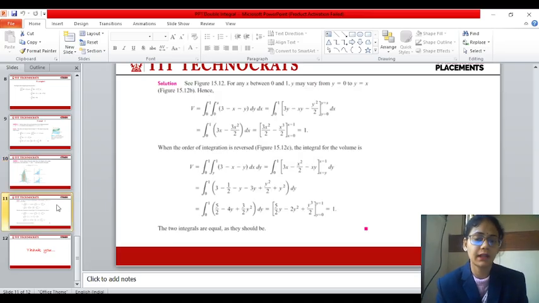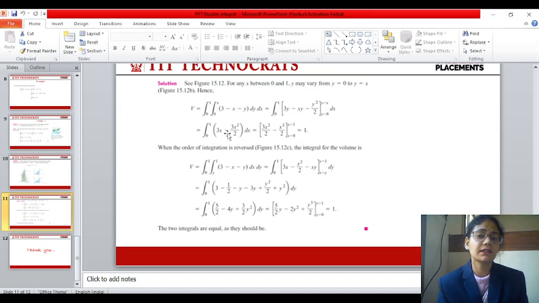Let us integrate using this order. First we will integrate with respect to y. 3 is constant, so it will be 3y. x is constant, so it will be xy. y raised to power 1 becomes y square upon 2. Then put the upper limit and lower limit. The upper limit of y is x and the lower limit is 0. This will be 3x minus x square minus x square by 2, which is minus 3x square by 2.